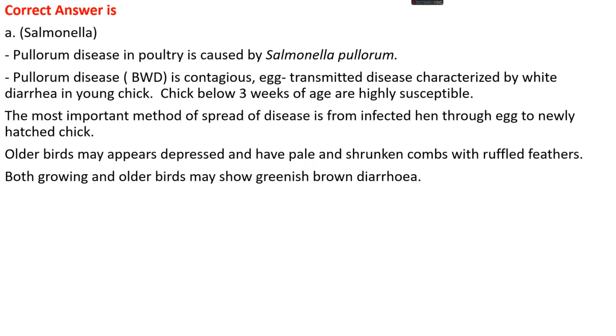It is a contagious egg-transmitted disease, mainly characterized by white diarrhea in young chicks, and chicks below 3 weeks of age are highly susceptible to this pullorum disease. The most important method of spread is from the infected hen through the egg to the newly hatched chick. Older birds may appear depressed and have a pale and shrunken comb with ruffled feathers, and both growing and older birds may show greenish brown diarrhea in case of pullorum infections.